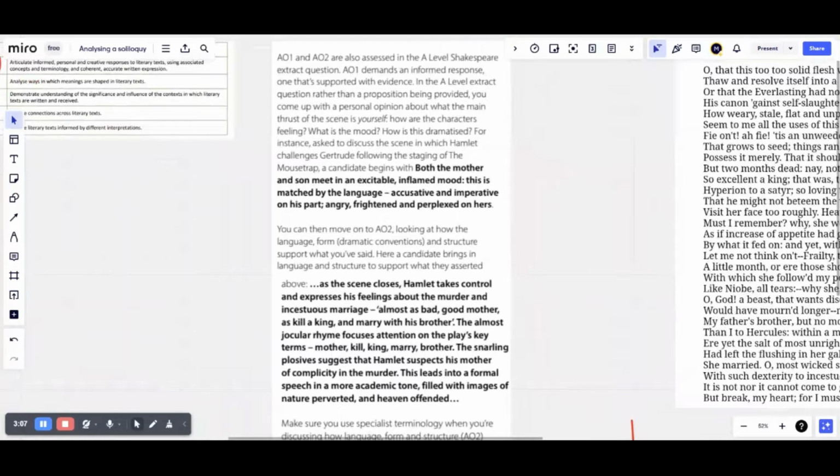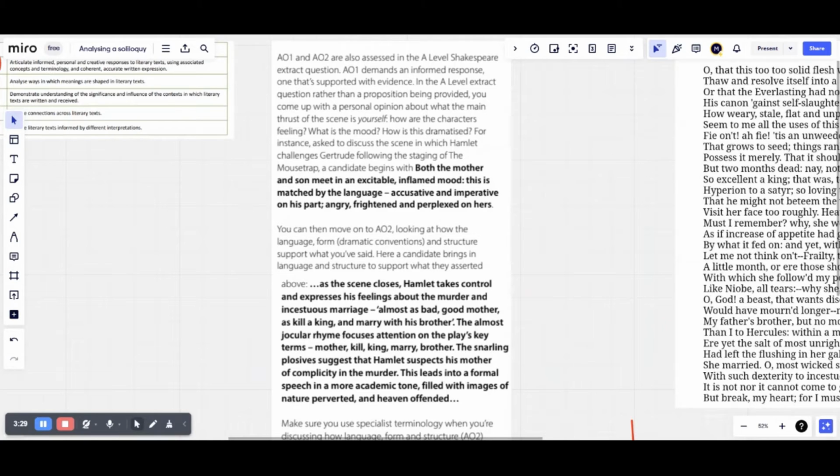AO1 and AO2 are also assessed in the A-Level Shakespeare extract question. AO1 demands an informed response, one that's supported with evidence. In the A-Level extract question, rather than a proposition being provided, that's what we get in Part B, you come up with a personal opinion about what the main thrust of the scene is yourself. How are the characters feeling? What is the mood? How is this dramatized?